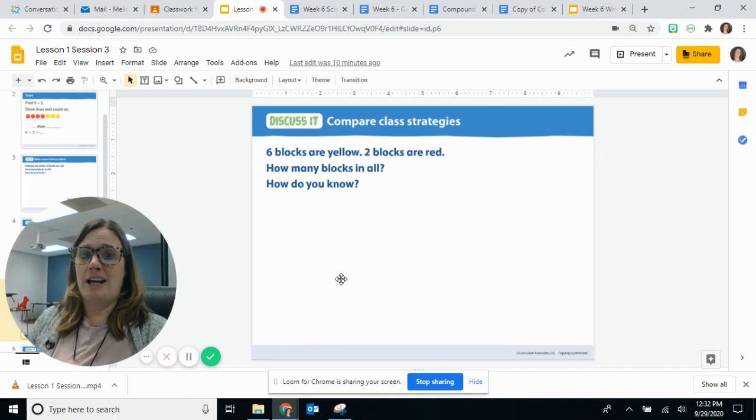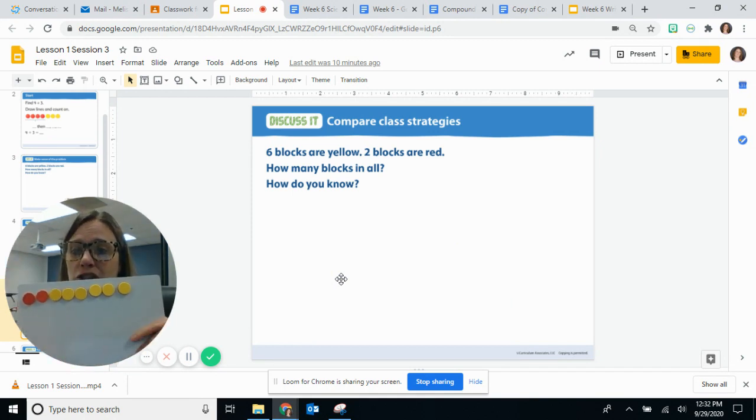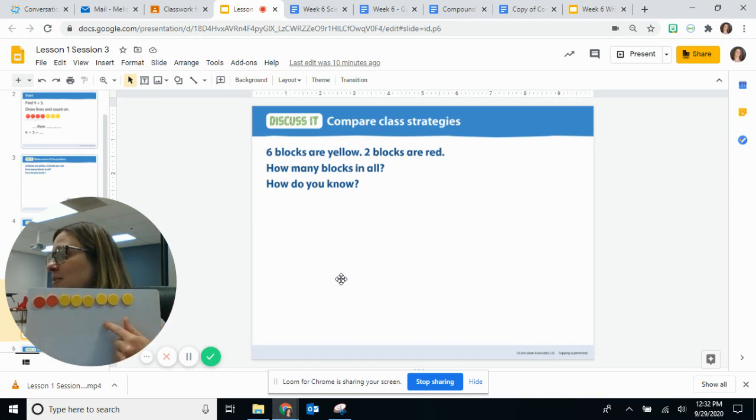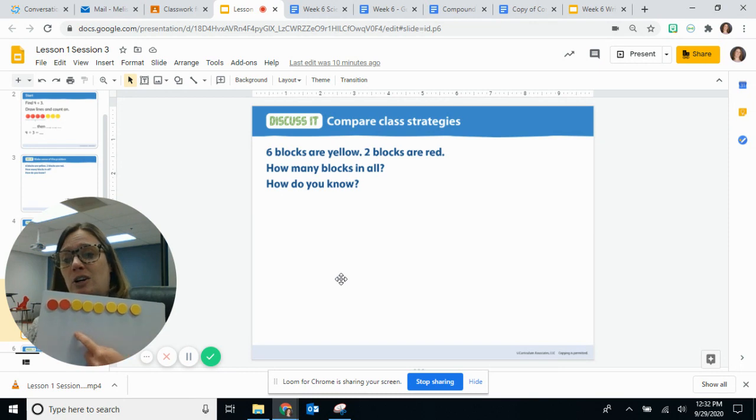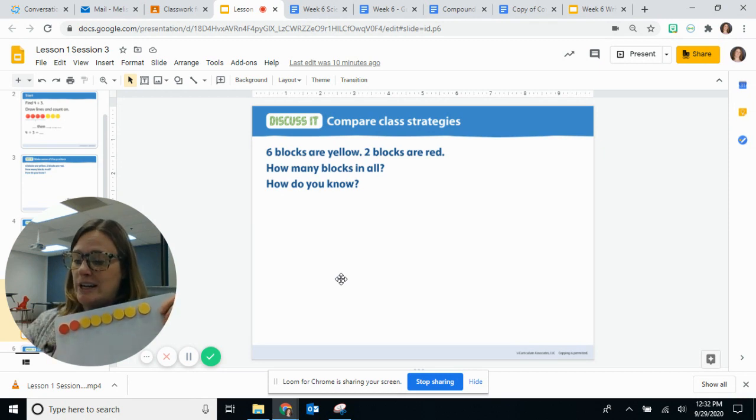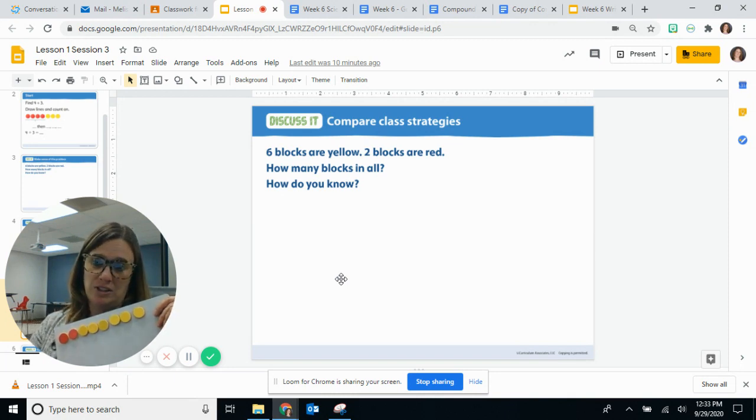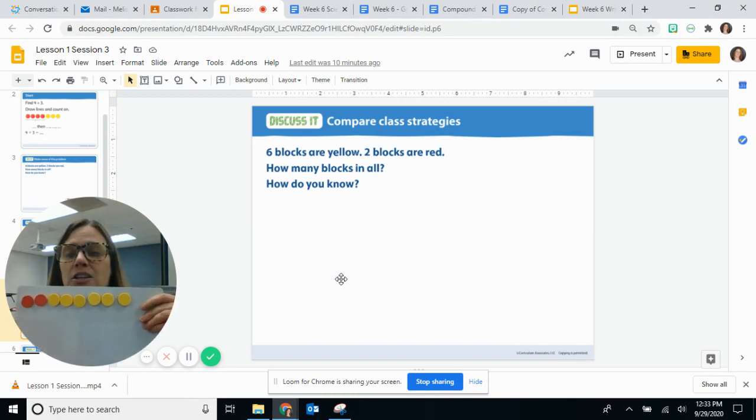All right, so there it asks, let's compare strategies. So if you did it, maybe you stopped the video, or maybe you have something else in front of you. Did anybody draw the blocks? I do have some colored dry erase markers up here. I could have drawn 6 yellow blocks and 2 red blocks. That would have worked. I could have used my train blocks and pretended that the green ones are yellow. I could have done that.